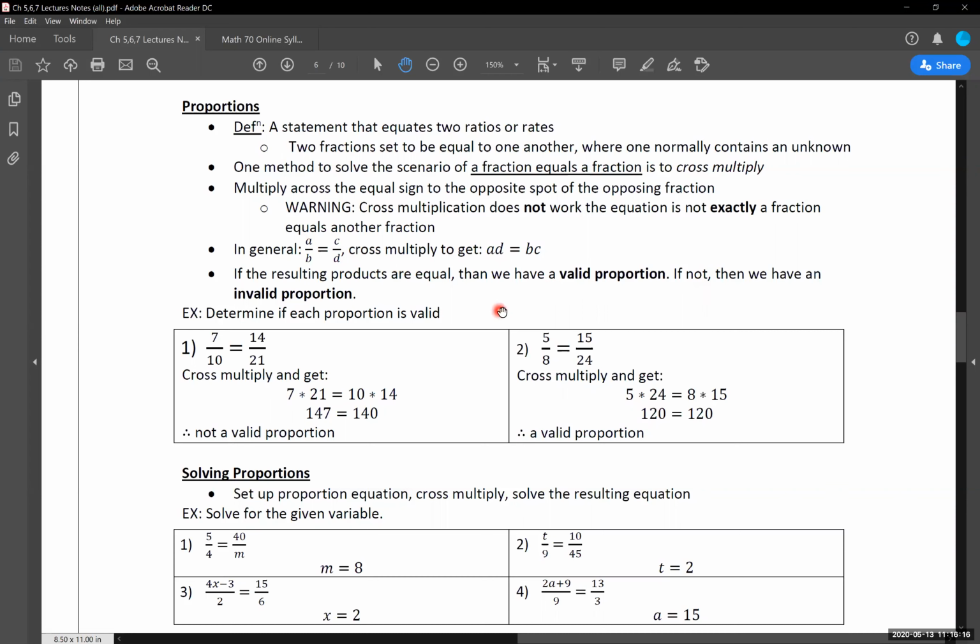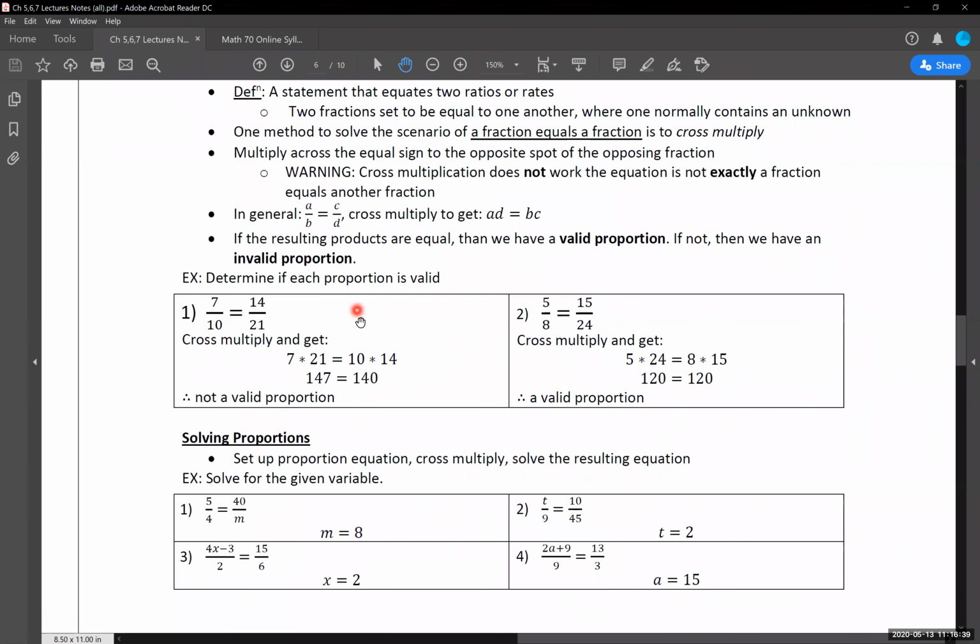If not, if I have the left side, let's say A times D is equal to something, and B times C is equal to something completely different, well, then I have an invalid proportion, which means these two things are not actually equal to one another, and the entire proportion is, again, invalid. So we're going to look at a couple scenarios here for what that does or doesn't look like.